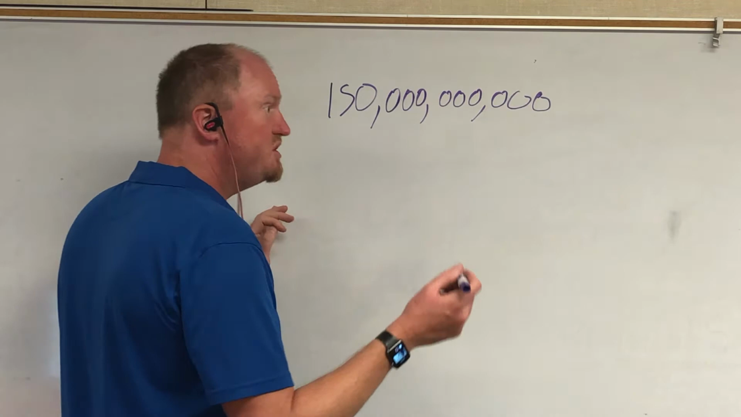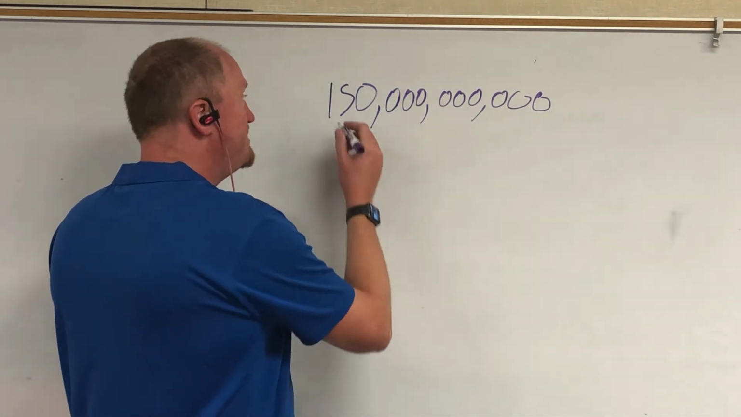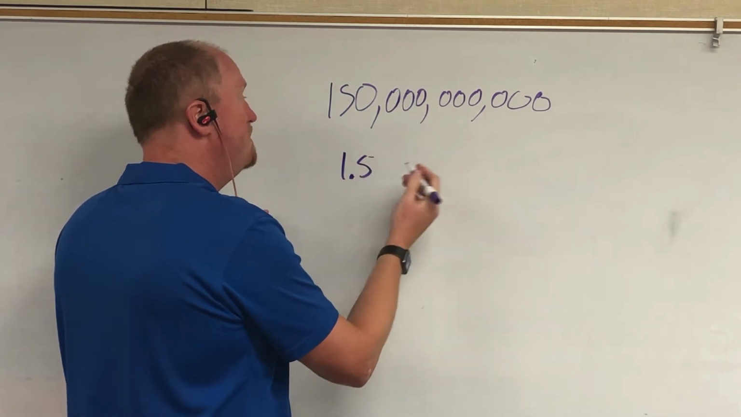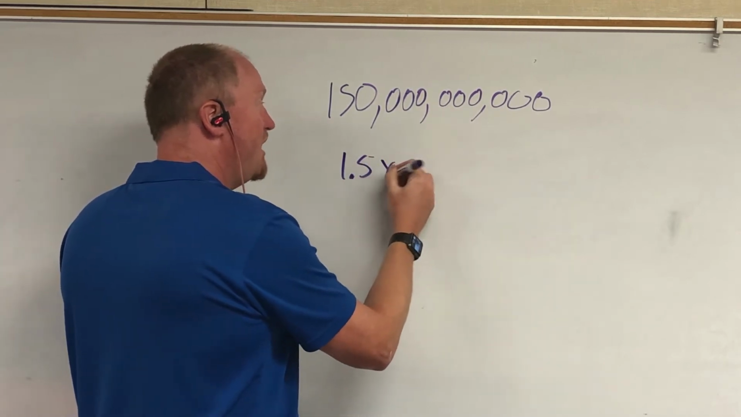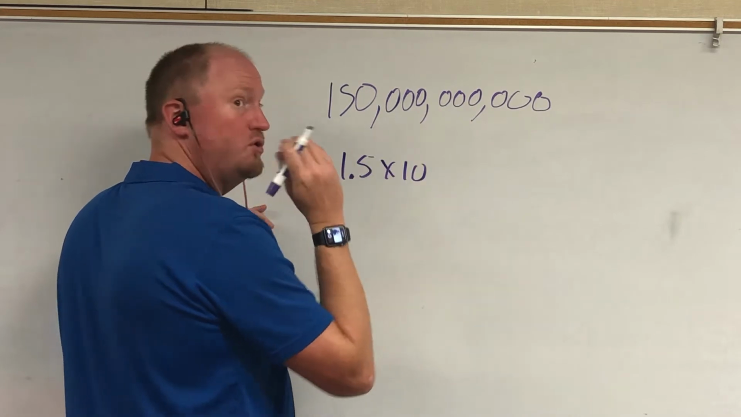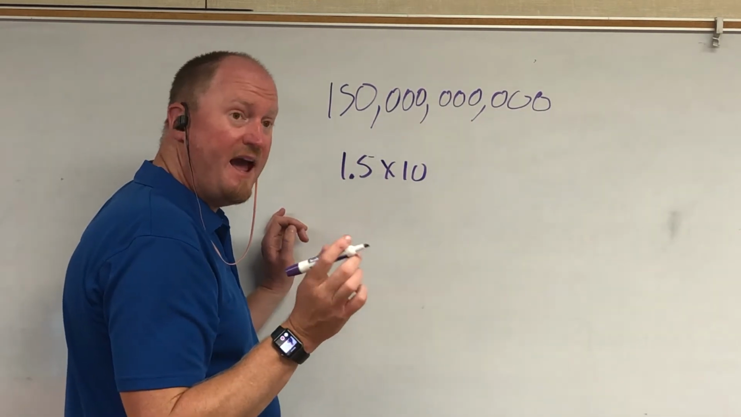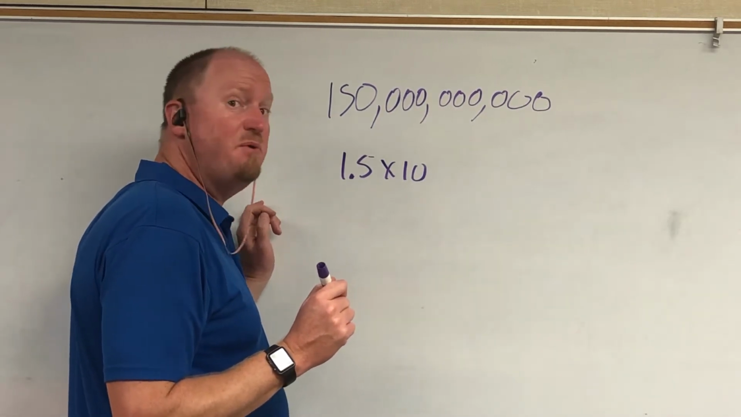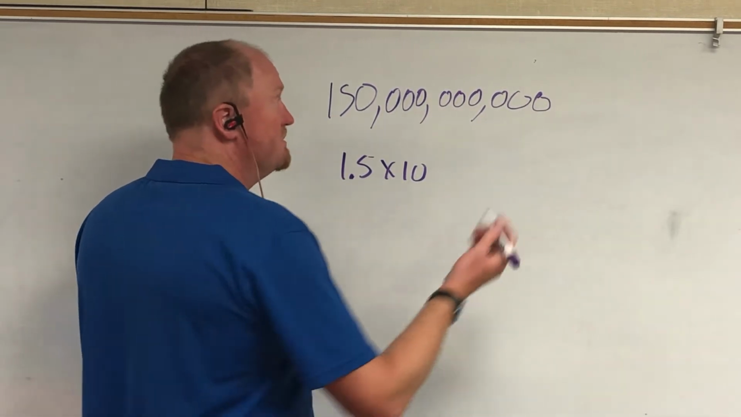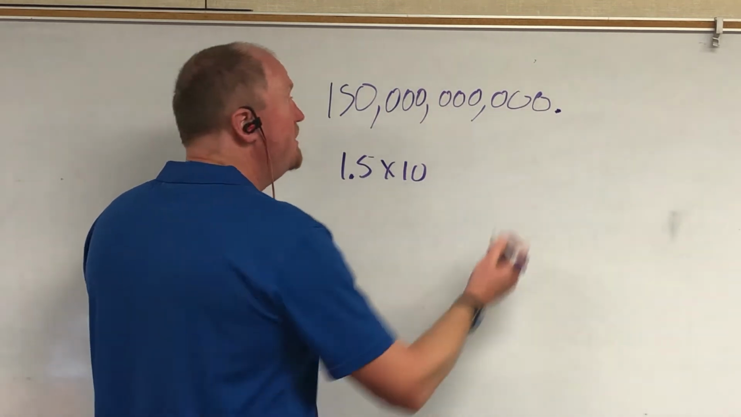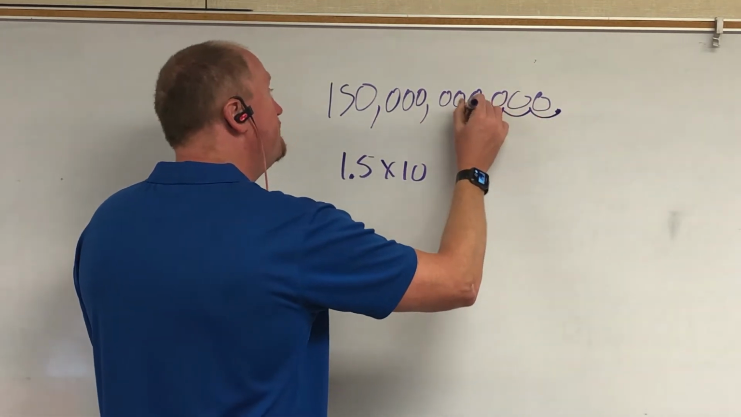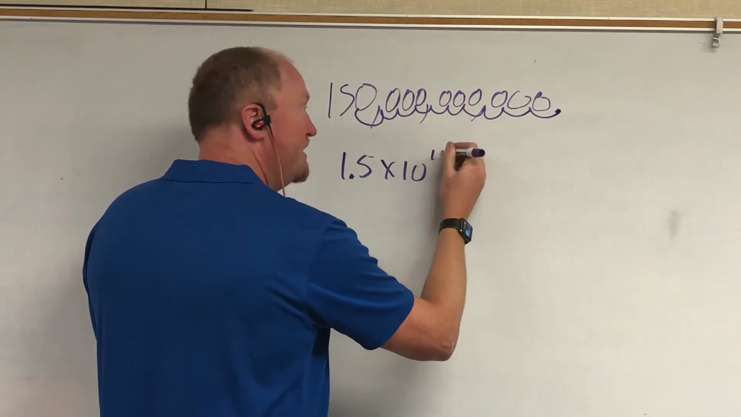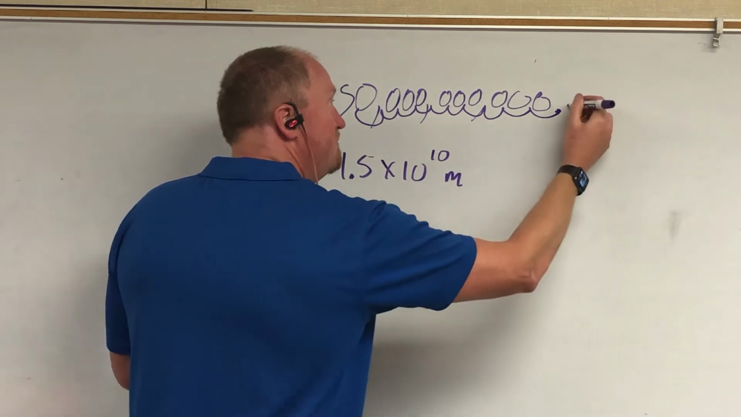Now in scientific notation, you put the decimal right after the first number. So this will be 1.5 times 10 to a power. How do we figure out what power? We look at how many places the decimal moved. So originally the decimal was there and went 1, 2, 3, 4, 5, 6, 7, 8, 9, 10 places. So 1.5 times 10 to the 10th meters.